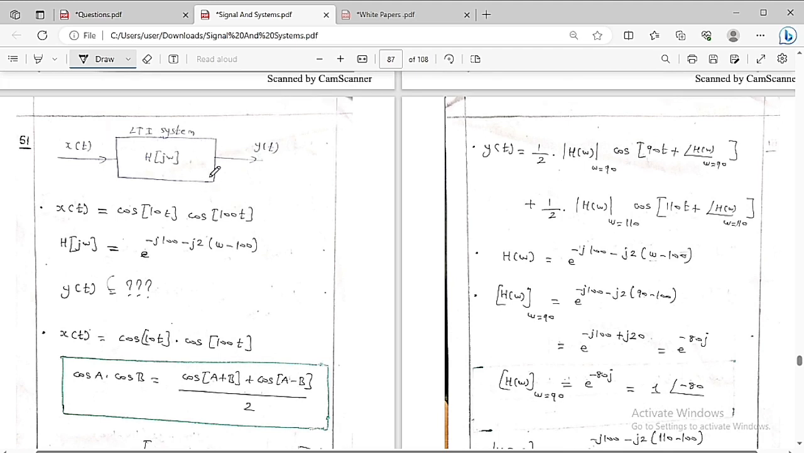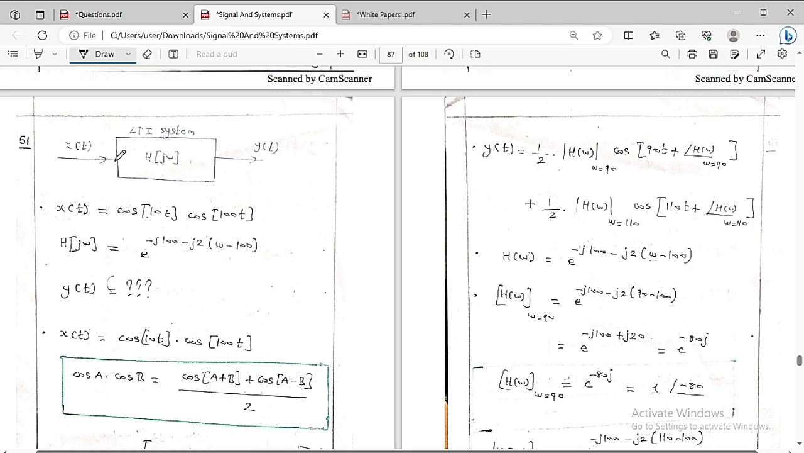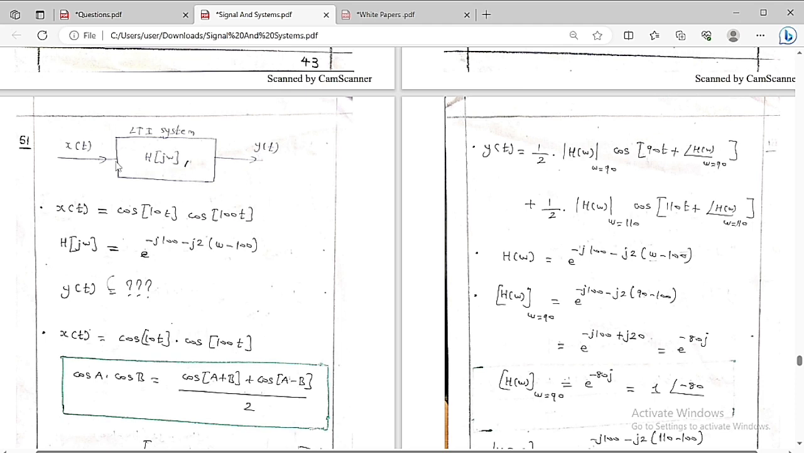Basically, this is an LTI system. What is the LTI system? The input is x of t, the output is y of t, and the impulse response is h of t. But in the question, we are given the Fourier transform of the impulse response, which is H of j omega, H of omega also you can say. What they have given: x of t is cos of 10t into cos of 100t, and H of j omega is e to the power of minus j100 minus j2 into omega minus 100. From this, we need to figure out the output y of t.